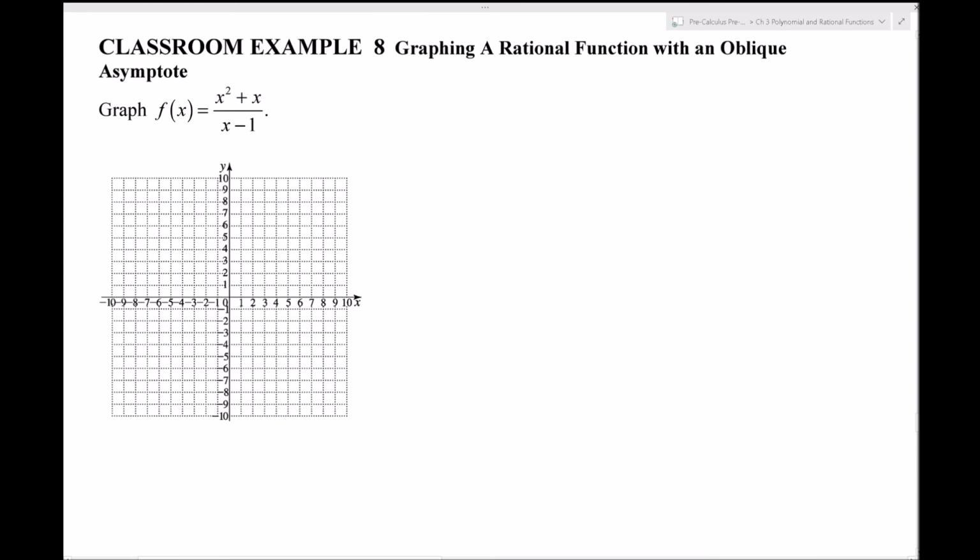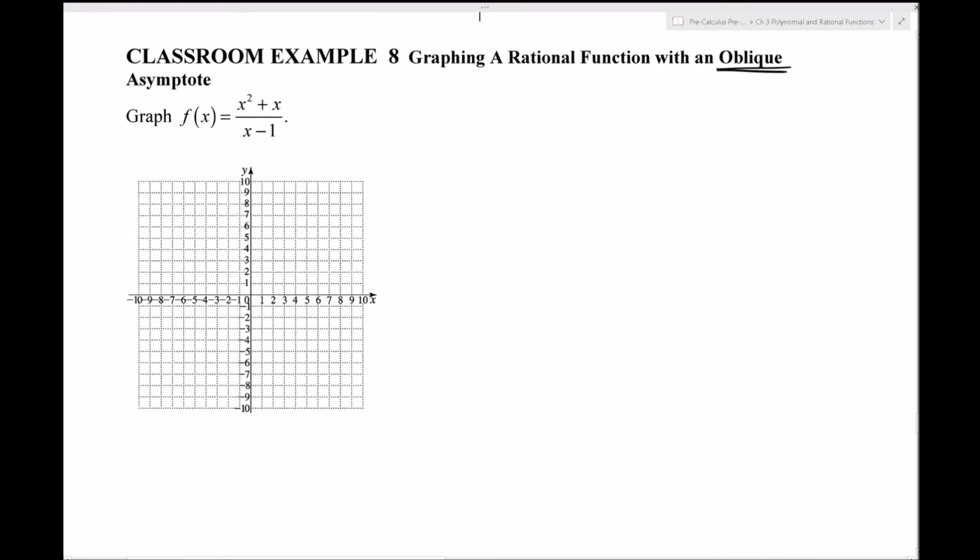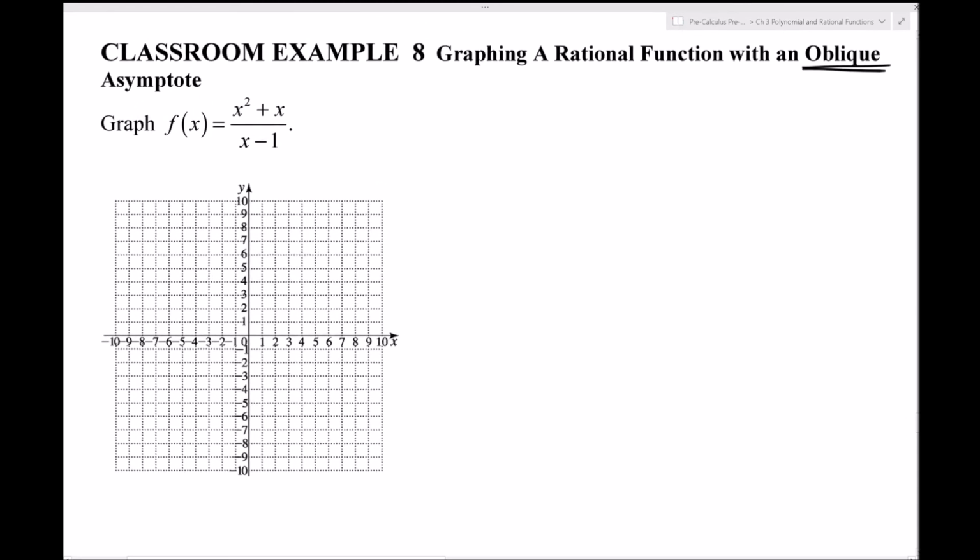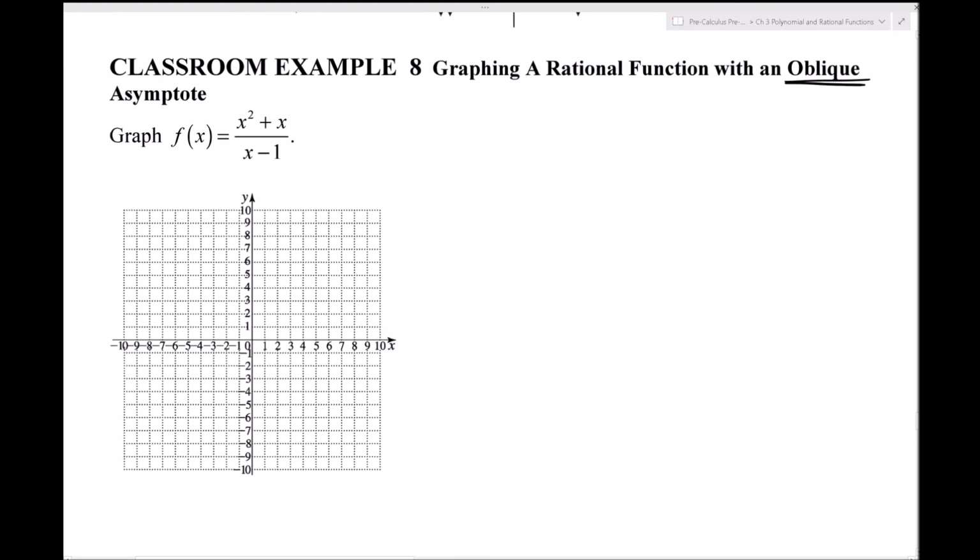So in example 8, I like this one because we're going to go over the oblique situation. So we have an oblique asymptote. And we go through the same steps pretty much. Vertical asymptotes first. Vertical asymptotes happen in this case where x minus 1 is equal to 0, x equals 1, as long as that's not a shared factor in the top. So you look at the numerator. The numerator is x squared plus x. I'm going to set this equal to 0. We can factor out an x: x times x plus 1 is equal to 0, and we get x equals 0, x equals negative 1.